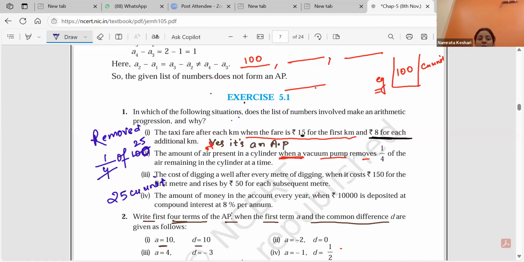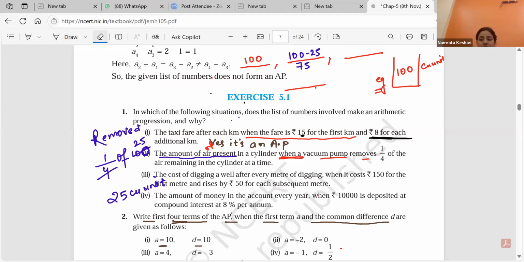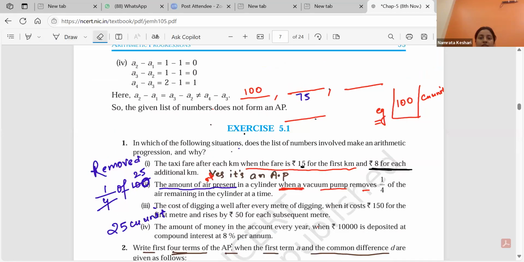See, we are checking whether the amount of air present is creating an AP or not. So what is the amount of air which is present now? 100 was there, 25 removed. That means now we have 75 units. Are you getting it? Yes, ma'am. Okay, now we have 75 units.